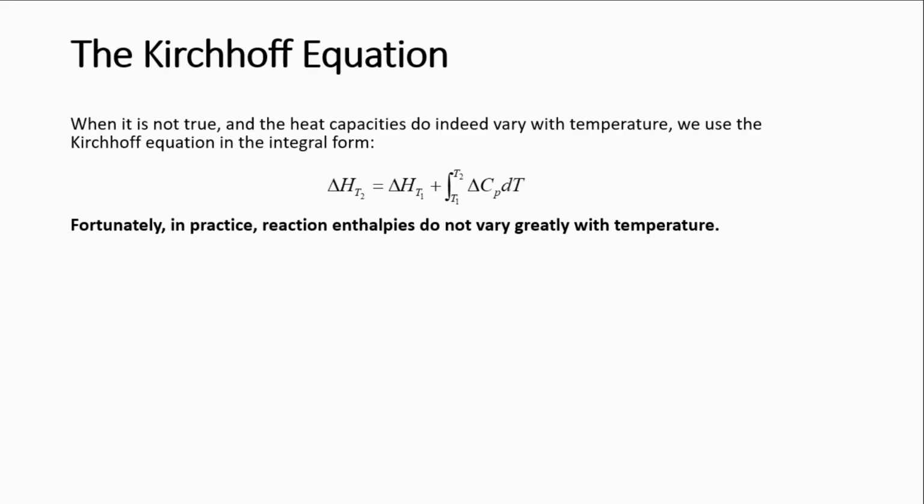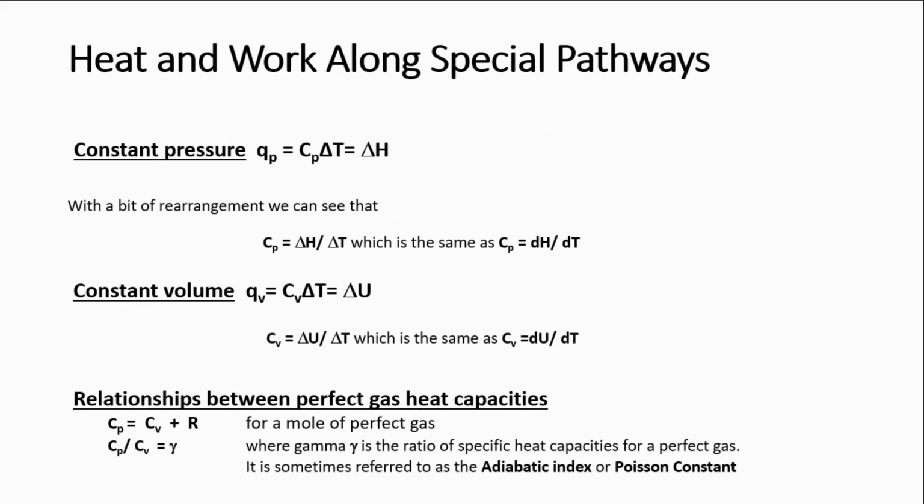Let's say the heat capacity values vary significantly, then one has to do a little bit of integration in addressing this problem. So we will have to consider the range of temperatures that we are dealing with, and so the Kirchhoff equation gets a little bit more complicated. Fortunately for us though, in practice, enthalpies do not vary greatly with temperature. So that's a good thing for us. That's a good escape route for us. But of course, we have to know that if they vary significantly, we have a way to address such a situation.